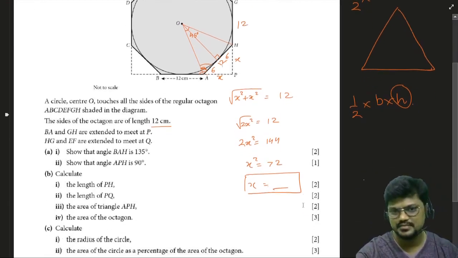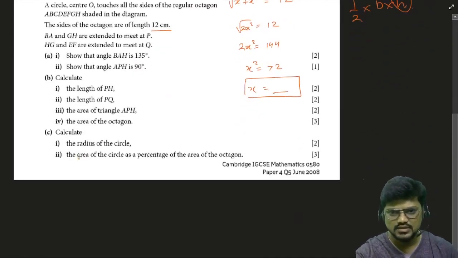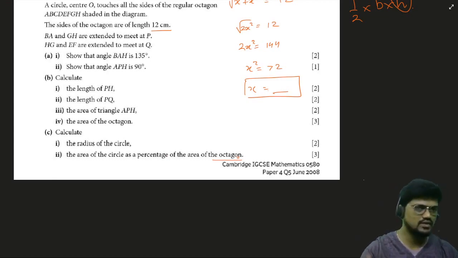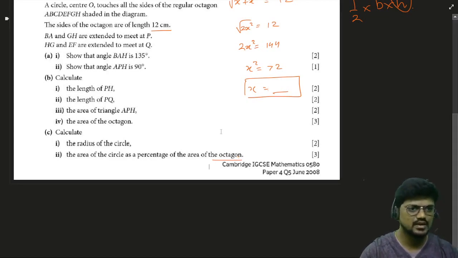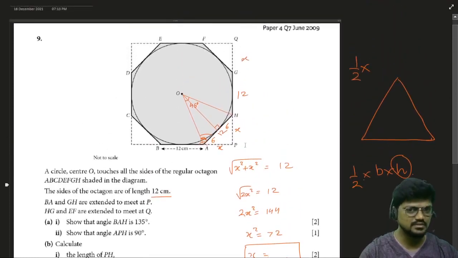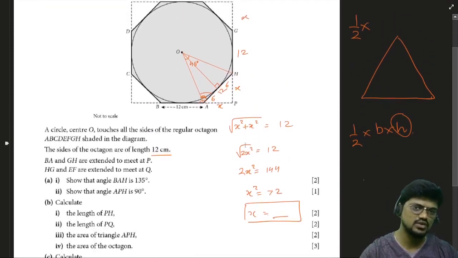Okay. The next thing they are saying is the area of the circle as a percentage of the area of the octagon. That means you have the area of the circle, you have the area of the octagon, divide the circle's area by the octagon's area and multiply by 100, and whatever percentage you get will be the percentage of the area of the circle with respect to the octagon. Understood? Yes, sir. If this sum comes in your exam, do you think you will be able to solve it?